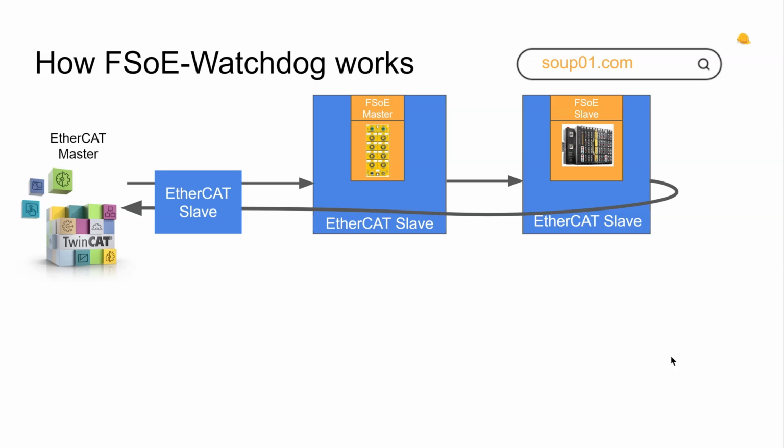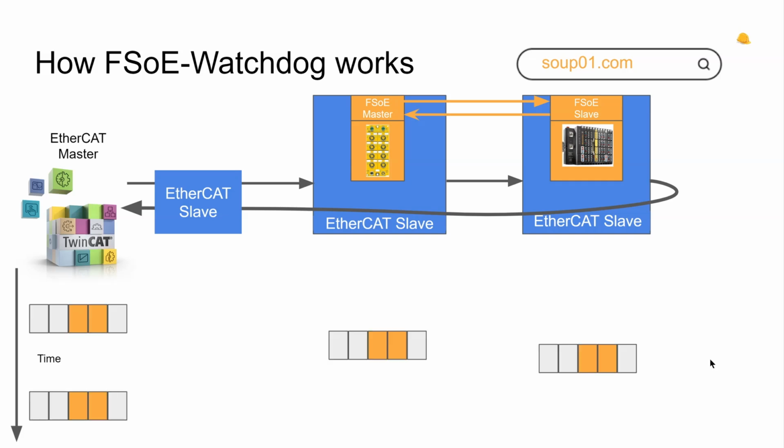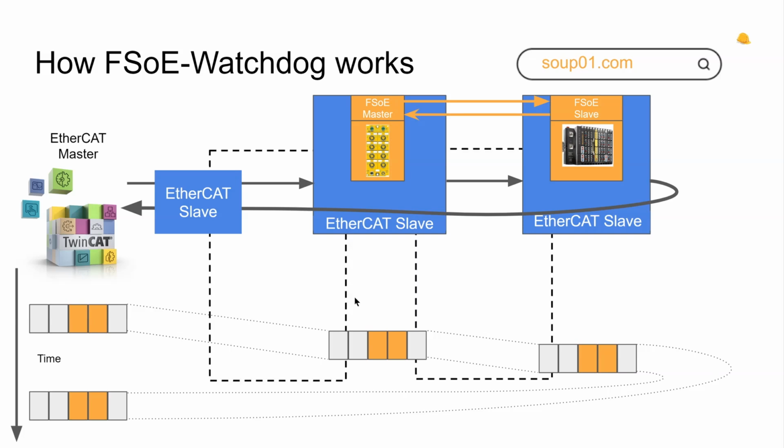The EtherCAT master will send the frame to each EtherCAT slave, and the FSoE master will also exchange data with the other FSoE slave. In this case, you can imagine the slave connections. So here's the time. How do the frames pass? They pass like this. The EtherCAT master passes the data in the EtherCAT frame to the other EtherCAT slaves, and then it passes back, something like this. The FSoE watchdog only checks when the FSoE master sends the data and when it receives the data back. This is the watchdog time.